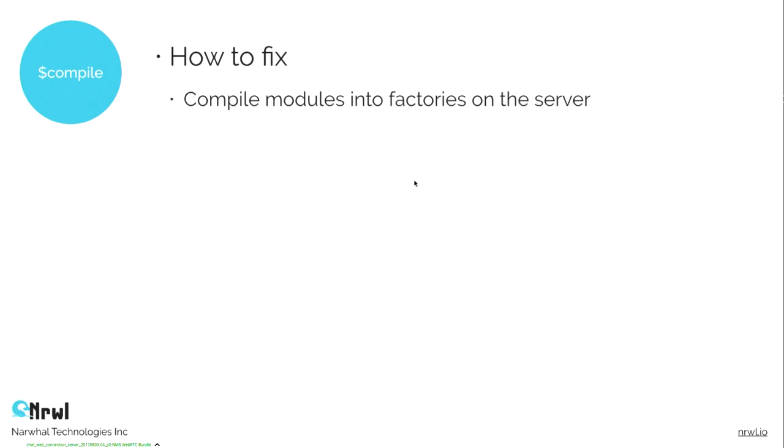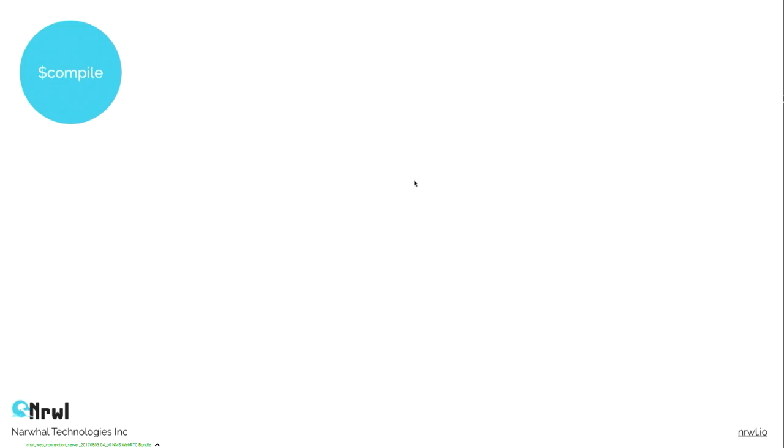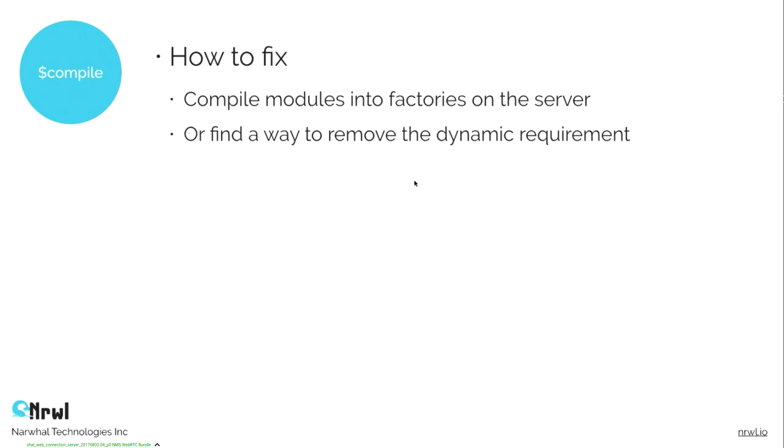Well, if I want to load components from the server that have something dynamic that I can't know at build time in my application, I can at least build those into module factories on the server and then serve those and bring those into my application. Or I can find a way to remove the dynamic requirement. Now, there are some more creative ways, but those are about as far as you should attempt to go unless you really understand the compiler of Angular. So obviously, finding a way to remove the dynamic requirement would be nice, but that's pretty hard. So looking into compiling modules into factories on the server is a good way to go.